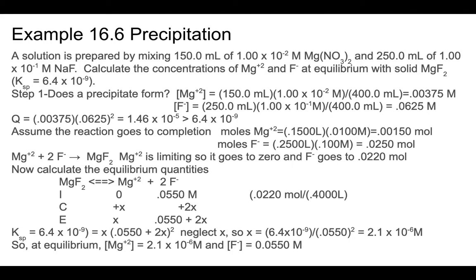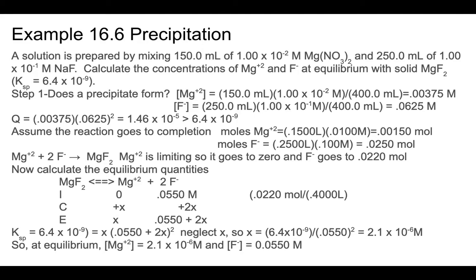Well, we're first going to check to see if the precipitate forms. We find the molarity of the magnesium plus 2 using molarity 1 times volume 1 over volume 2 equals molarity 2. For mixing the two solutions, we get 0.00375. I actually prefer to work in the decimals instead of the scientific notation here. F minus: 250 times 1 times 10 minus 1 divided by 400 is 0.0625. Plug them in. Q equals 0.00375 times 0.0625 squared equals 1.46 times 10 minus 5. Yes, we are going to have a precipitate because that's greater than KSP.